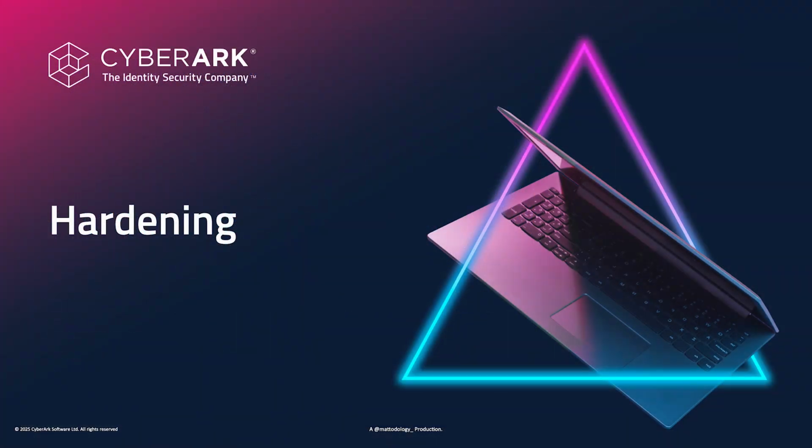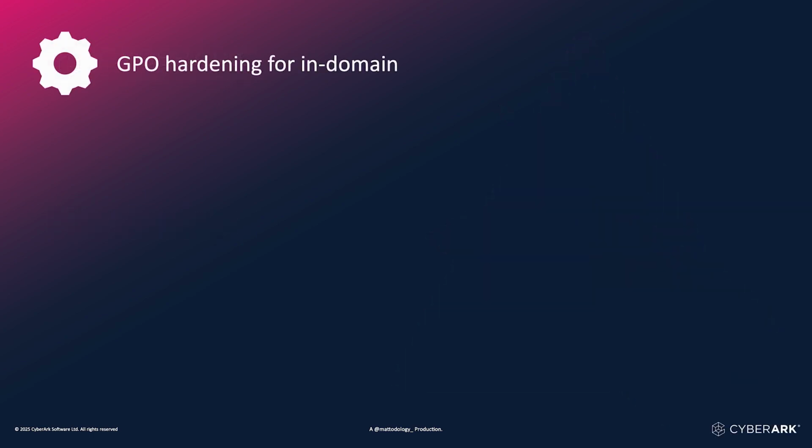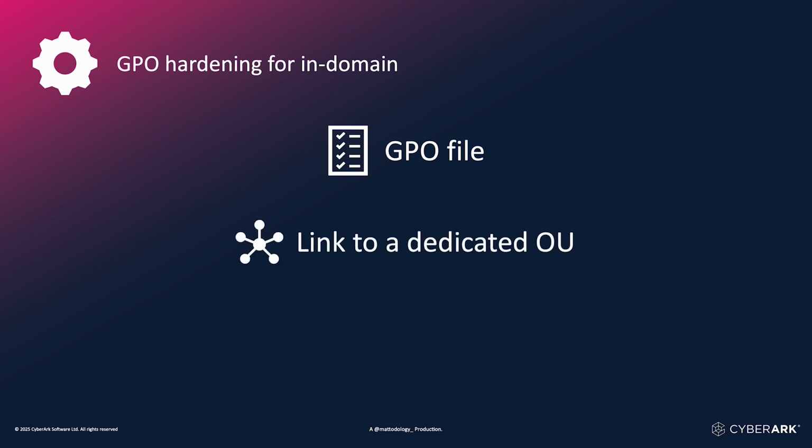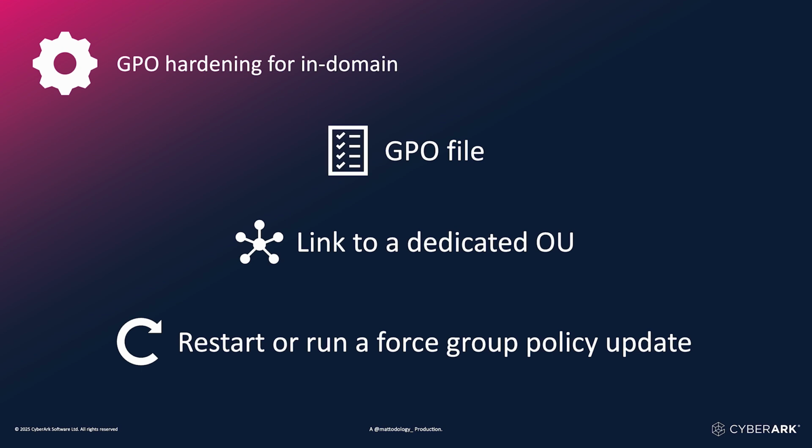Following component installation, apply GPO hardening according to CyberArk recommendations. For in-domain deployments, use the GPO file and link it to a dedicated OU for your connector servers. Restart the connector host or run a forced group policy update to ensure hardening policies apply.